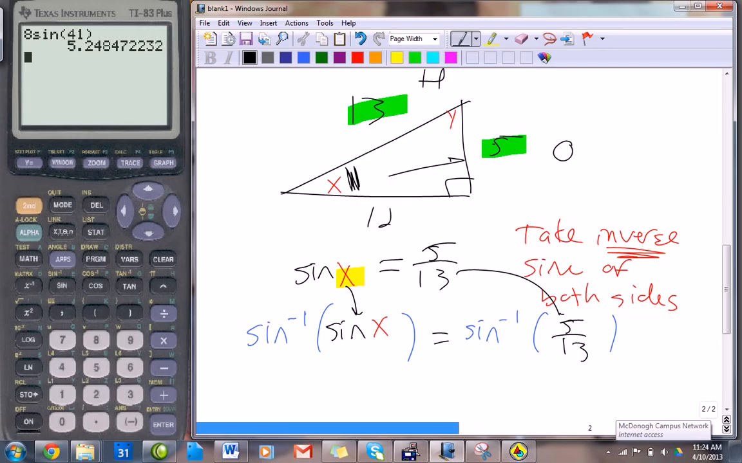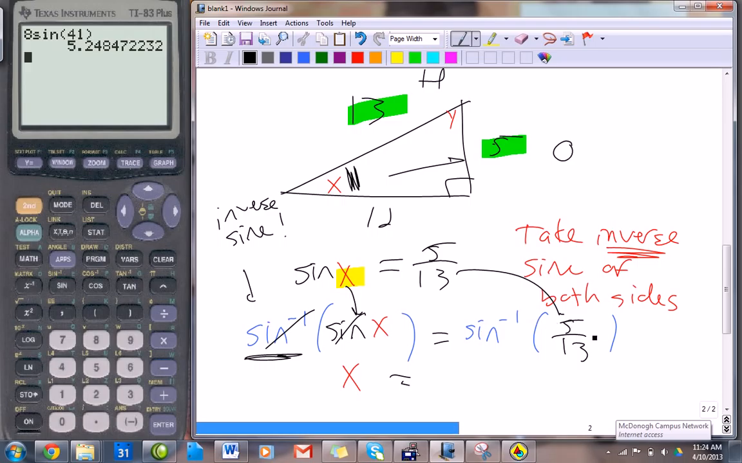Okay? Now, inverses undo one another. So if I compose the inverse sine of the sine, remember that's just a way we write inverse sine, or the arc sine, then when you take the inverse sine of both sides, because they're inverses, I just end up with x. How about that? Well, that's what I want, right?